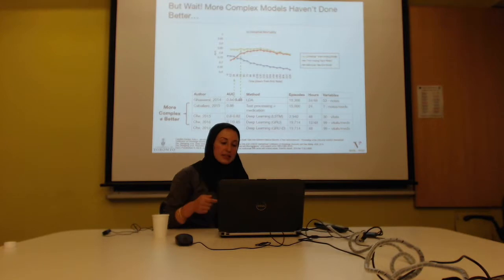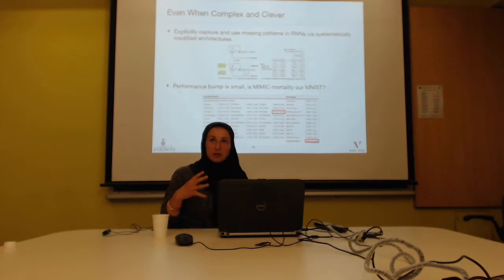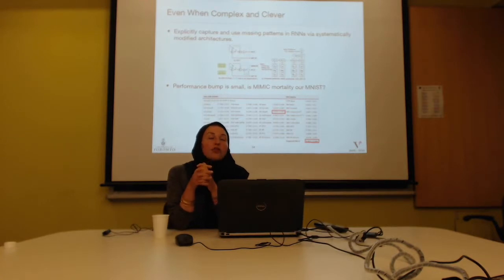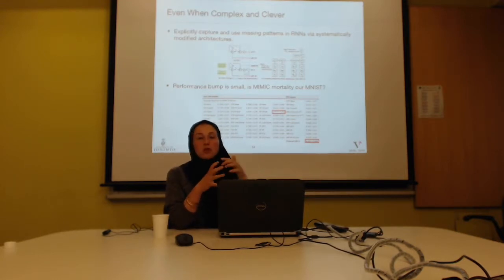And picking on that last example for a minute because it's my favorite. I really like this paper. It's the new baseline that I use for everything. They were trying to explicitly capture and use missingness patterns in recurrent neural networks. Yet they didn't do any better. The performance bump is really small.